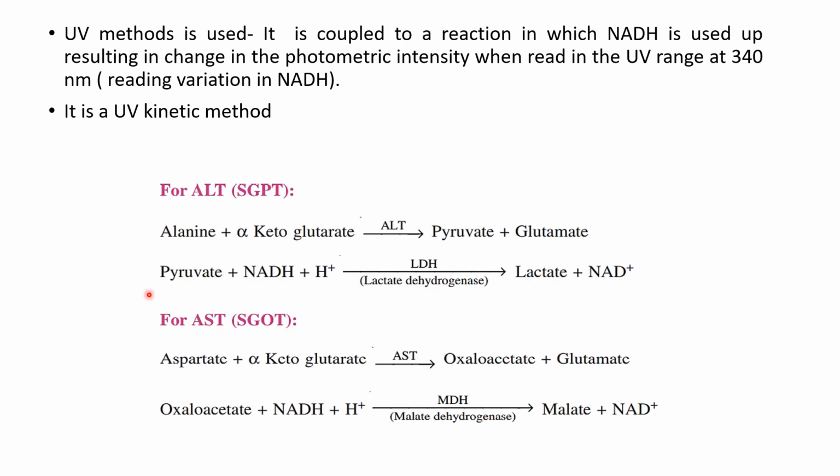See here, alanine plus alpha ketoglutarate gives rise to pyruvate and glutamate, while pyruvate, which is the product formed here, combines with NADH, consuming the NADH, resulting in lactate and NAD+. So the more the pyruvate formed, the more the NADH consumption, and you can see the color intensity change. Same is the case with AST, wherein aspartate is converted to oxaloacetate, and oxaloacetate gets reduced by NADH to form malate. So this kinetic conversion will lead to a change in the OD.